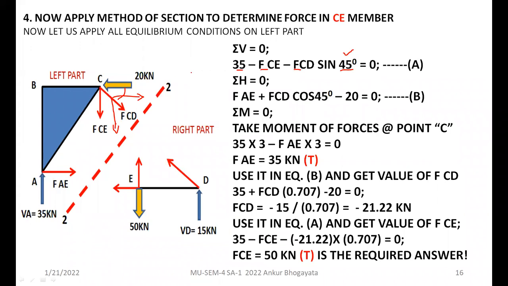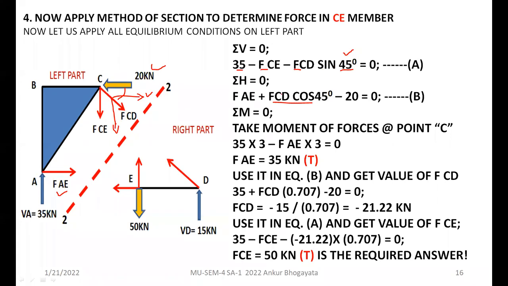Okay. Now here again we have to go for sigma H equals 0. So how many horizontal forces are now in the system? One is here, that is FAE, right? That is moving towards the positive way, so it is positive. Then the FCD horizontal component, that is FCD cos theta. And this is the externally applied force that is moving negative, so it is minus 20. This is what we have used here.